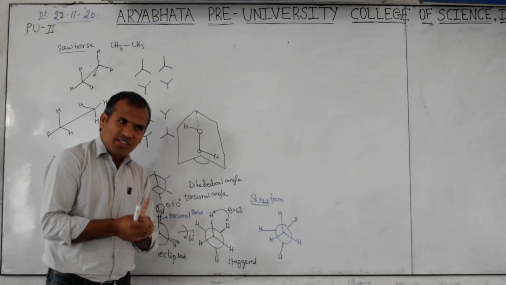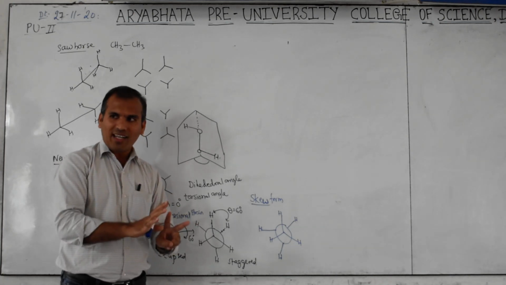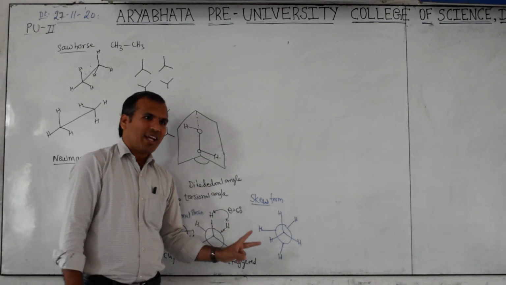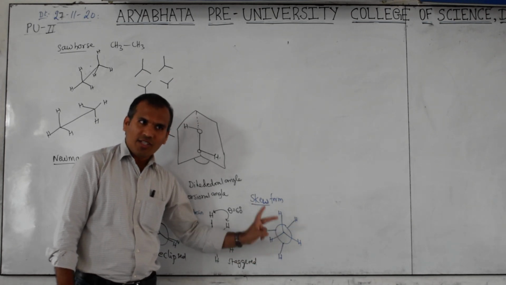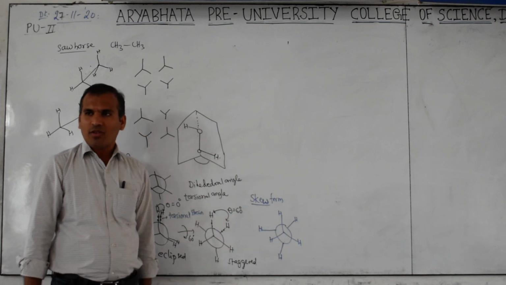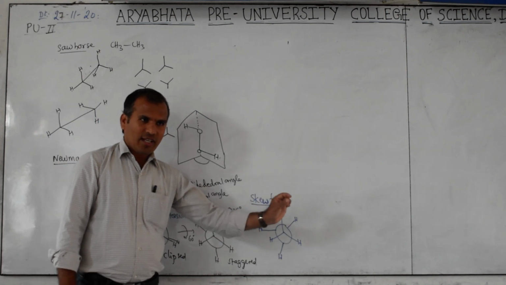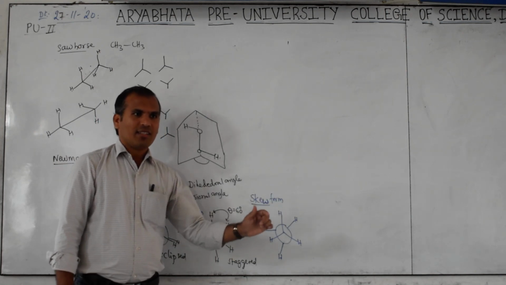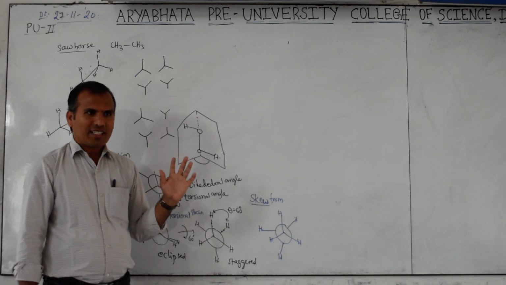So other than 0 and 60 degree angle, whatever other one, we don't know that angle. So that other angle is known as skew form. This form exists with an angle other than 0 and 60 degrees. Sometimes they will ask the question, which of the following is skew form? 0 degree, 60 degree, 180, other than these. Got the concept?